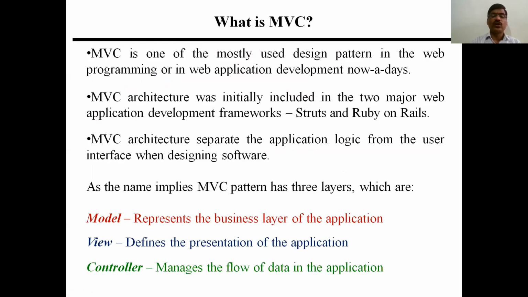So, the model, view, controller architecture or design pattern. The model represents the business layer, your business logic, that is, the application logic will be implemented in the model, in terms of databases or files, or in terms of POJO objects, plain old Java objects, we will implement as a model. View is nothing but the presentation layer, and the third one is the controller layer, which controls or manages the flow of data.